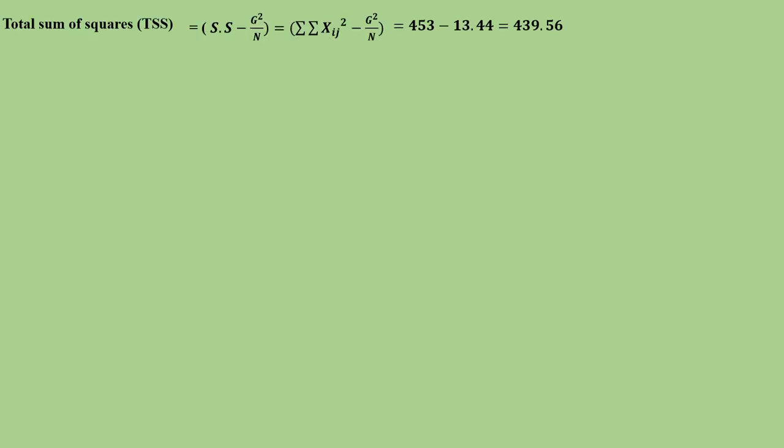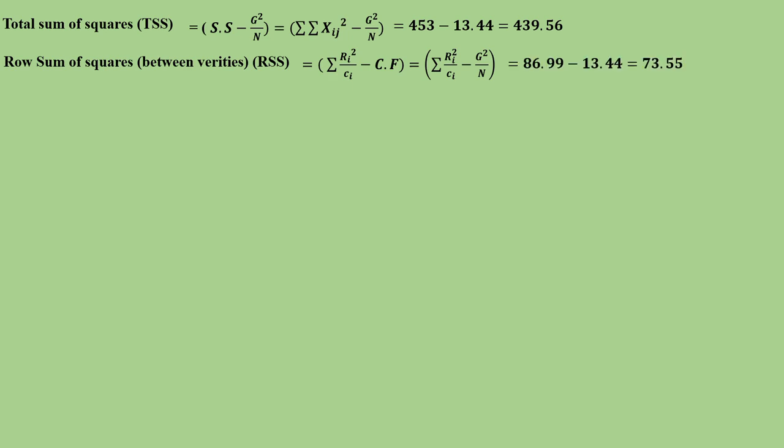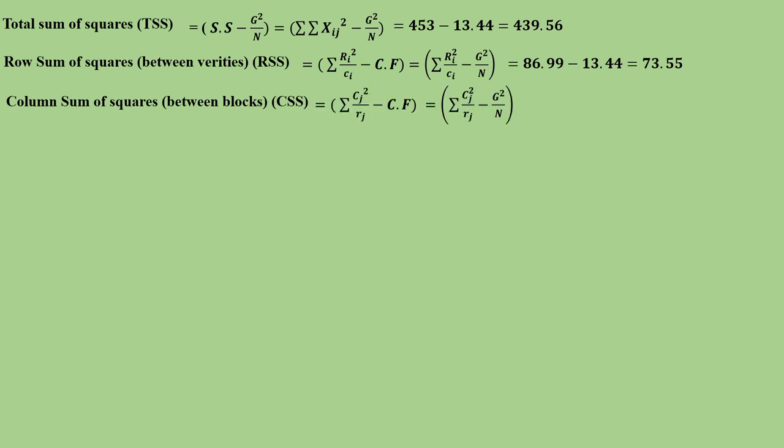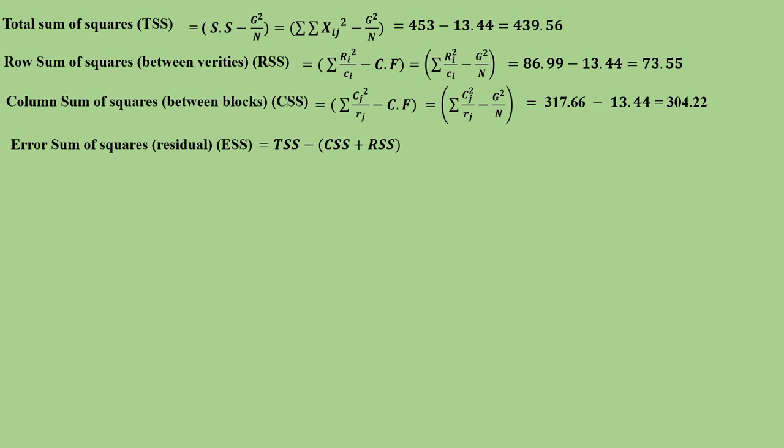Next, to find the total sum of squares from the table, use the formula TSS = sum of squares minus G square by N, which is 439.56. Row sum of squares formula: summation Ri square by Ci minus CF, 73.55. Column sum of squares CSS formula: sigma Cj square by Rj minus CF. So the value is 304.22. Error sum of squares, the residual: ESS formula is TSS minus (CSS plus RSS), that is equal to 61.79.